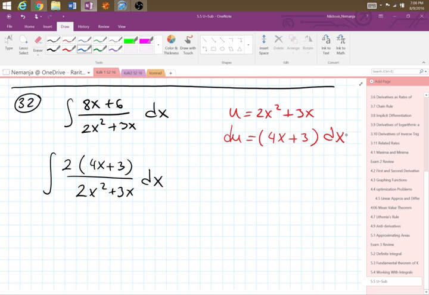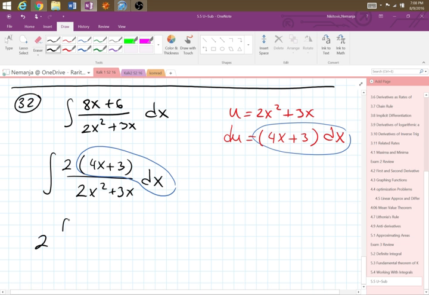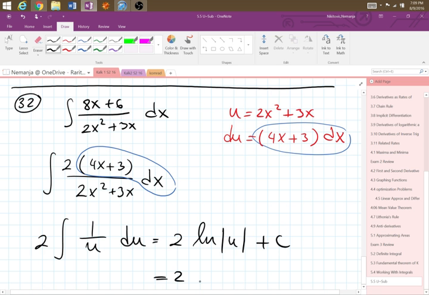So now, there's the du. We have this 2 that is extra, we kick that in front. So what we end up with is 2 times 1 over u du. And that is what? Yeah, ln u plus c, which is 2 ln of 2x squared plus 3x plus c, and that solves the problem.